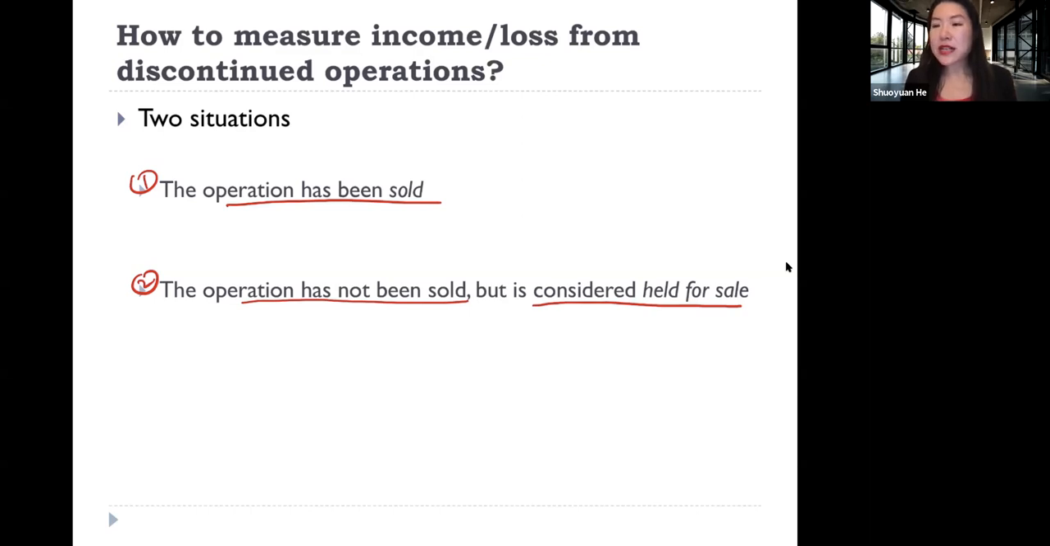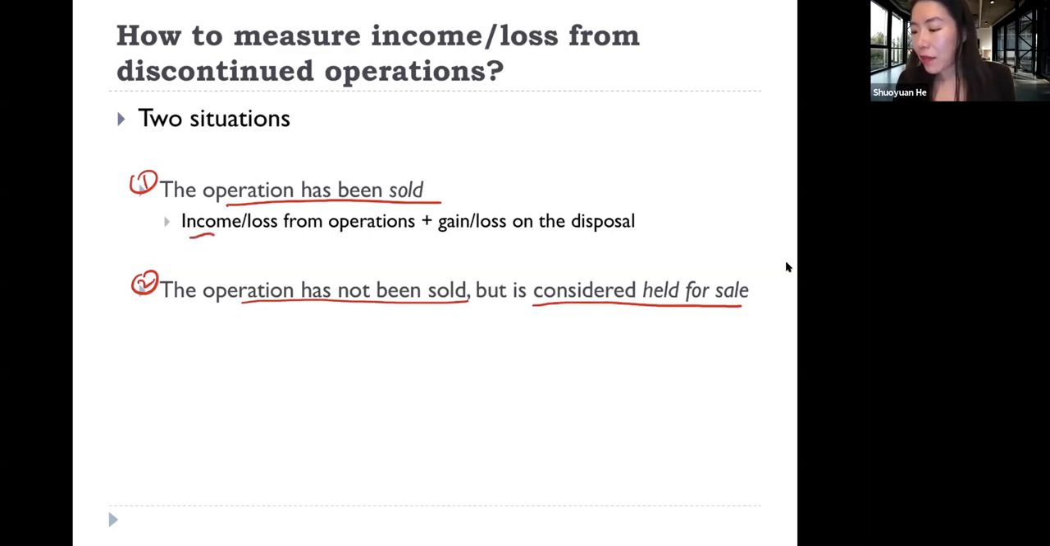And for the first situation, if the operation has already been discontinued, what we do is we take income or loss from operation, so whatever that operation generates during the period, plus gain or loss on disposal. So first of all, how much does this operation generate during the period? And then how much do we get, no matter whether it's gain or loss, from selling, from disposing that operation.